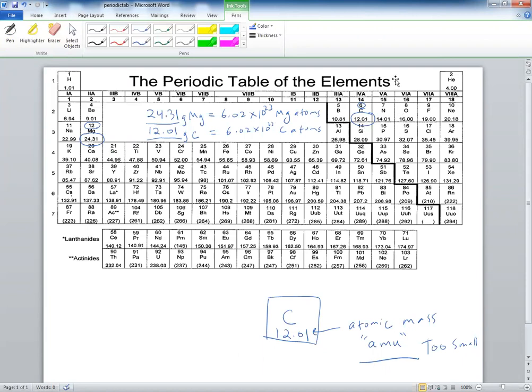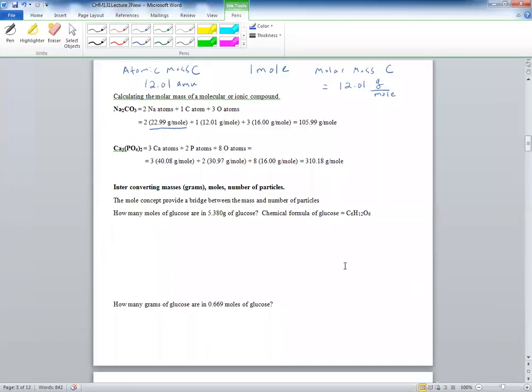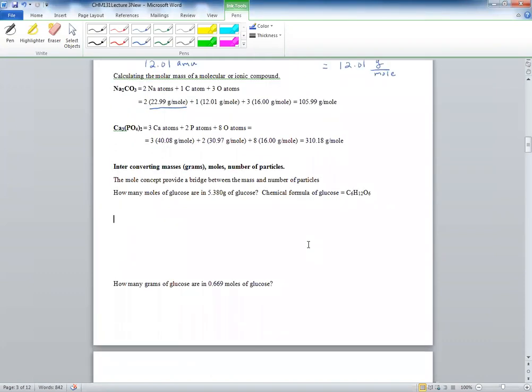That's all you're doing. Now, this calculation is very important. You're going to use it now all the time, especially in this unit. So the molar mass is actually a conversion factor. The molar mass is a conversion factor.